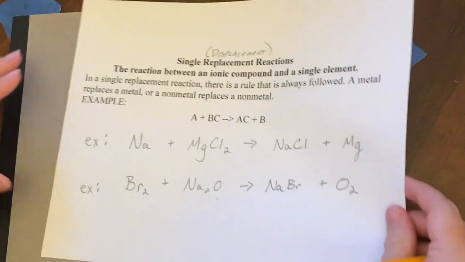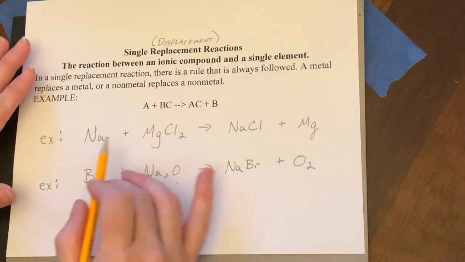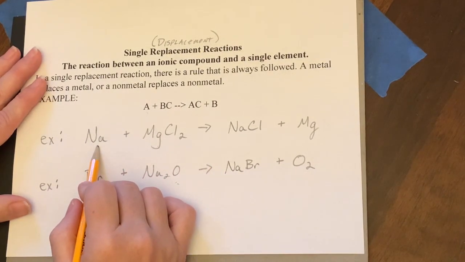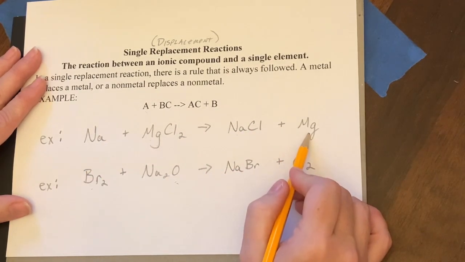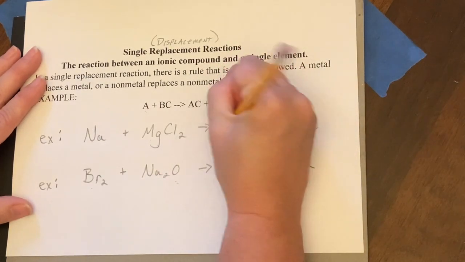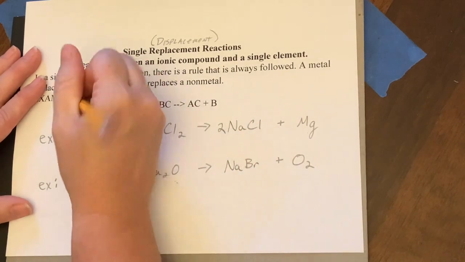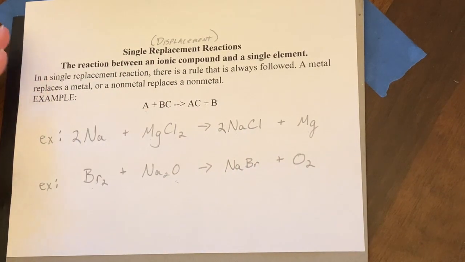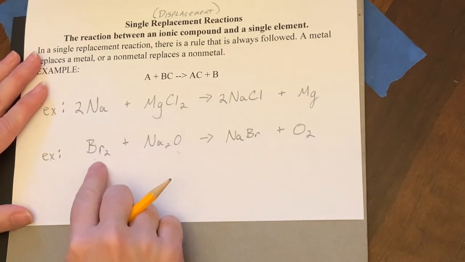Let's go to our single displacement. All right, so looking here, sodium, that looks fine, 1 and 1. Magnesium, 1 and 1, okay. Chlorine, I have 2 chlorines and 1 chlorine, so that means I'm gonna have to put a 2 there. My chlorines are now good, but now I've messed up my sodiums, so now I'm gonna put a 2 there. I'm good to go.